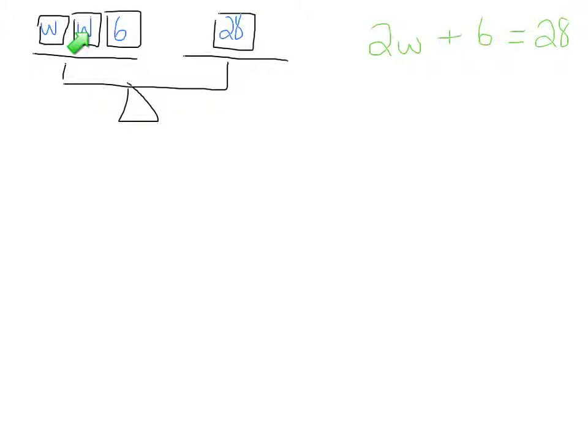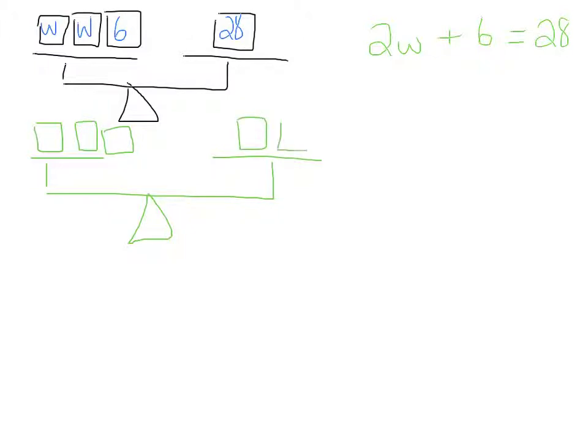So I need to get my variables by themselves, and I see here that there's a 6, and the 6 is kind of stopping us from getting those variables by themselves. So I know that I'm going to need to remove the 6 from the left-hand side of my balance scale. So I'm just going to draw it out here again. Sorry for using a different color.